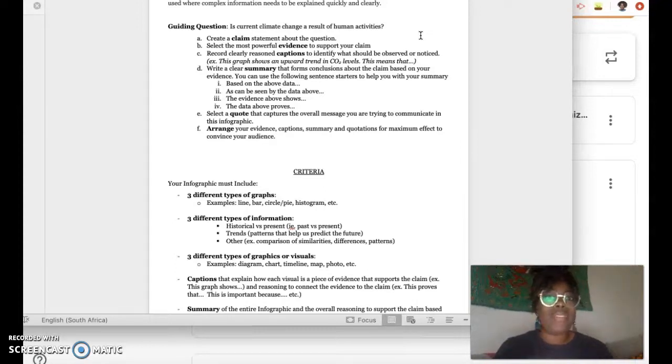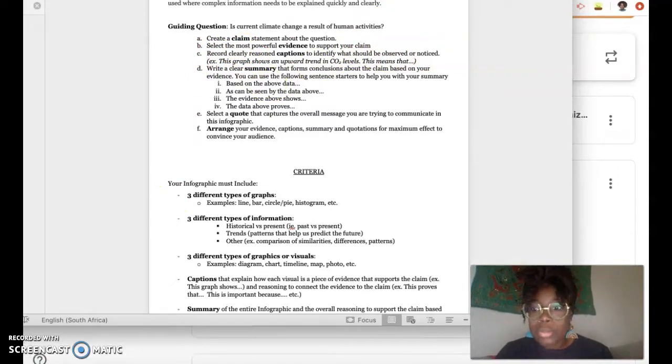So if you believe that climate change is a result of animals or just the natural progression of the earth, then you would want to make that as your claim statement. After you have your claim statement, you should have the evidence to support your claim, and that's all the evidence that you gathered last week in the graphic organizer. All right, so record clearly reasoned captions to identify what should be observed or noticed.